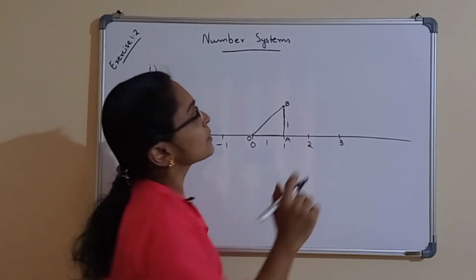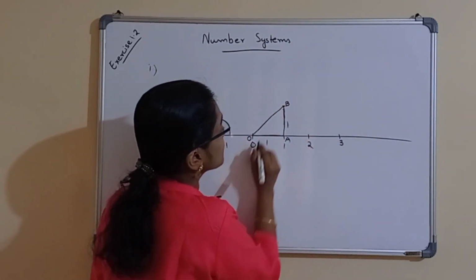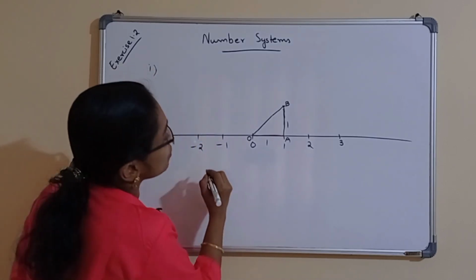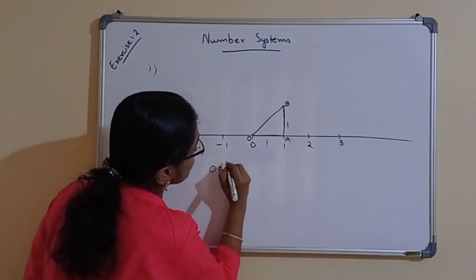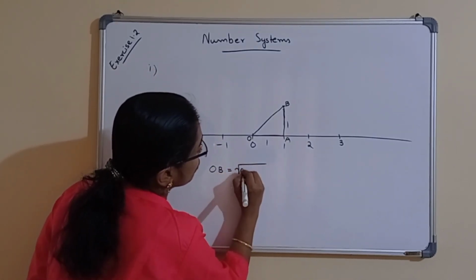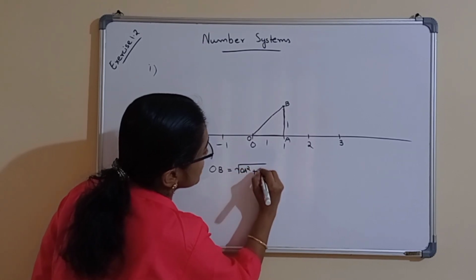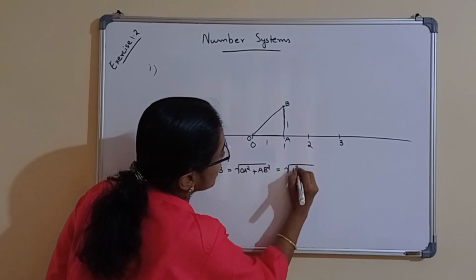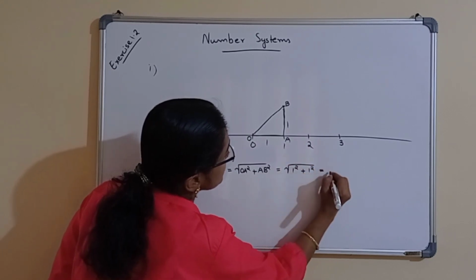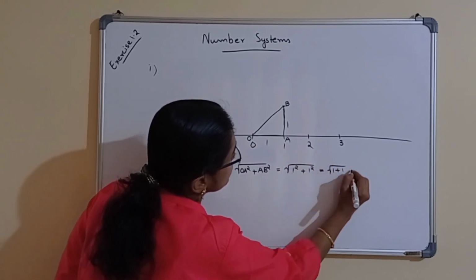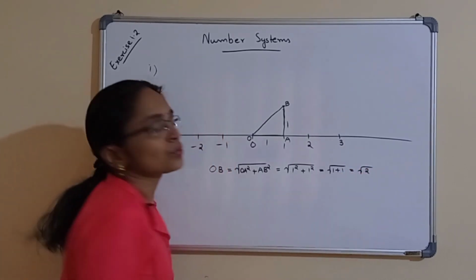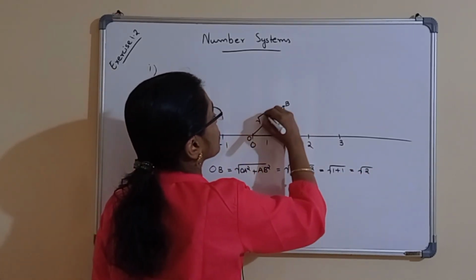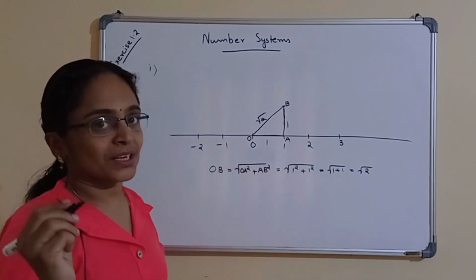It will be by applying Pythagoras theorem. This is hypotenuse. So, OB is equal to root of OA square plus AB square. Right? So, that is equal to root of 1 square plus 1 square, which is equal to root of 1 plus 1, and that is equal to root 2. So, this is root 2. This length is root 2 units.